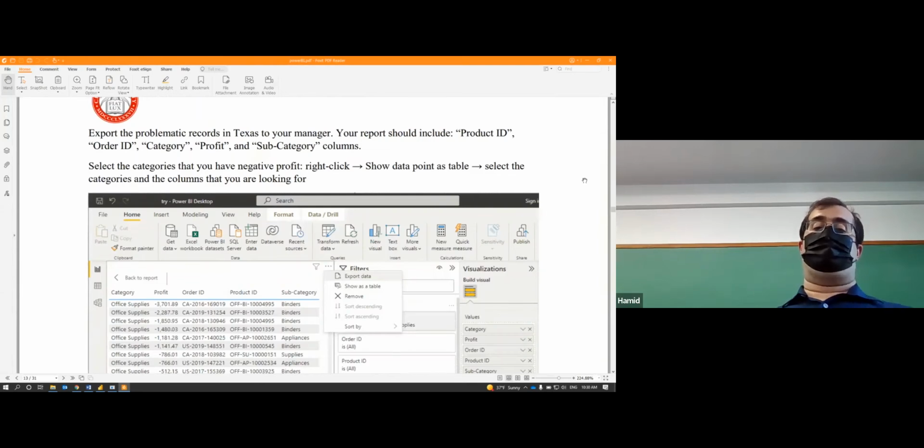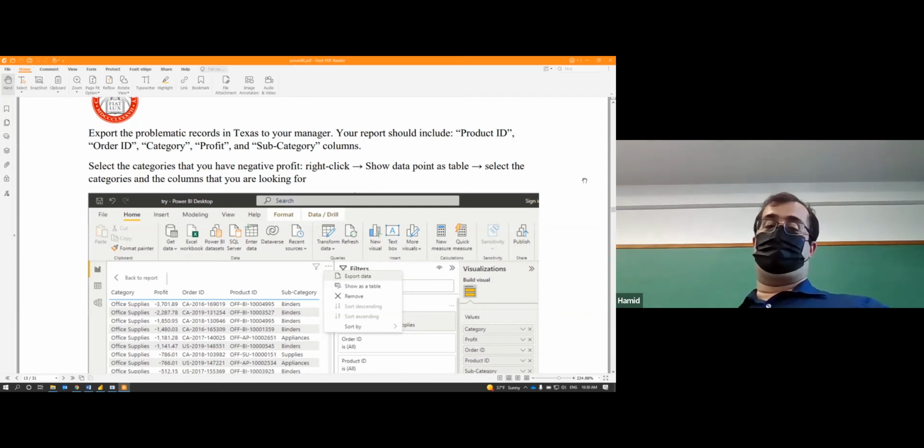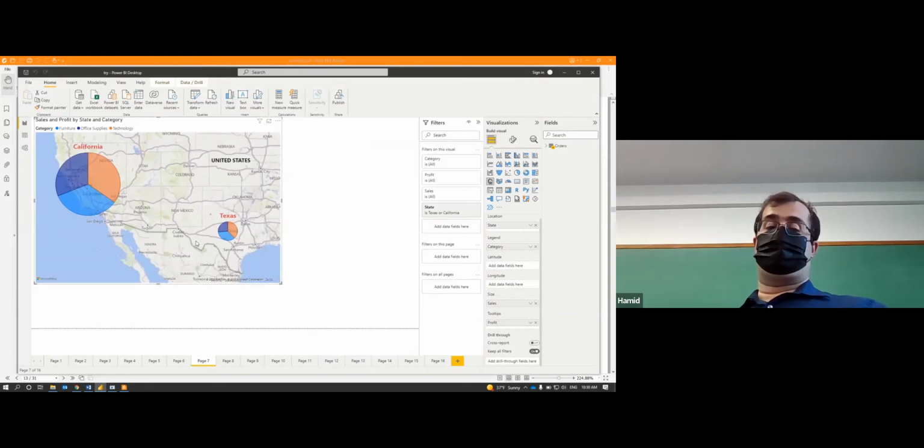we'll start from here. Export the problematic record in Texas to your manager. Your report should include product ID, order ID, category, profit, and subcategory columns. So I'll give you a few minutes to just open your Power BI and get to the last visualization, which was the comparison of sale and profit in the states of California and Texas.